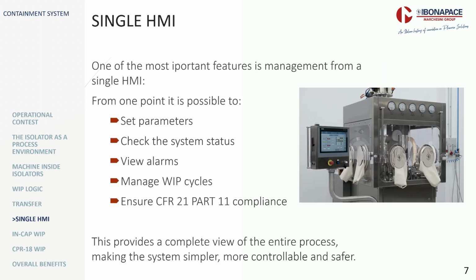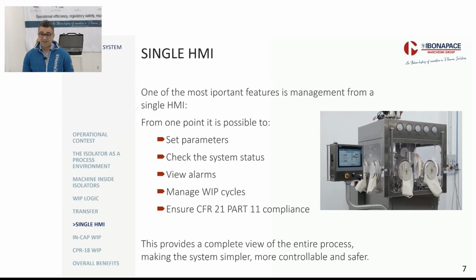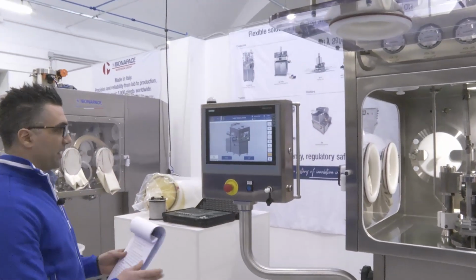Regarding the HMI and data integrity, it is very important to show you that we have a single centralized HMI that manages the entire system: isolator parameters, machine parameters, WIP cycle, alarms and trends. The system ensures data integrity and is fully compliant with CFR 21 Part 11, making audit and inspection easier. Now we can show you a quick overview of the HMI.